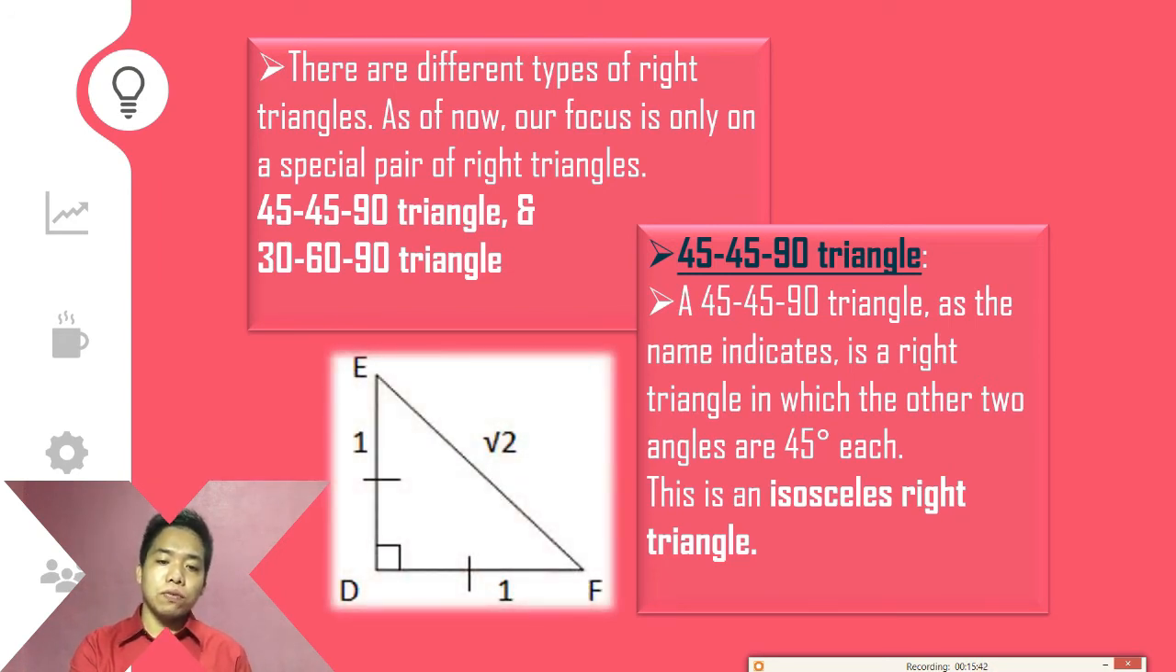So look at the figure. Since this is an isosceles triangle, two sides must have the same measure. So using the Pythagorean theorem, we compute the hypotenuse. C squared is equal to a squared plus b squared, and we can get the square root of 2.